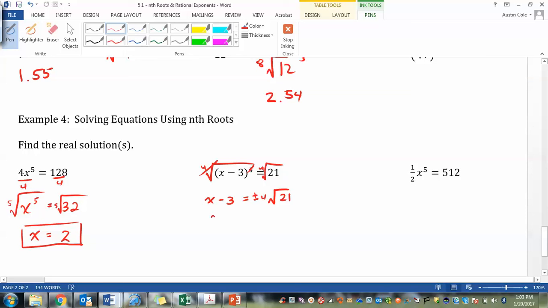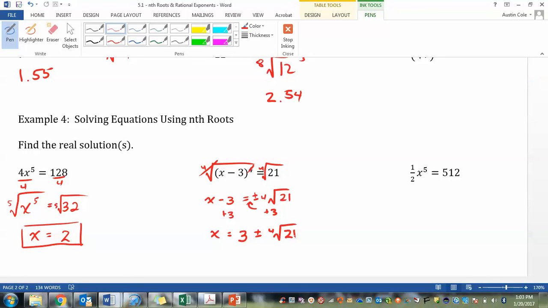Now how do I solve for x? I'm going to add 3 on both sides. Now can I add 3 to the 4th root of 21? No, I'm going to kind of fit that in right there. So x is going to equal 3 plus or minus the 4th root of 21. Okay? Now, I'd be okay with that answer. It's the most accurate answer.